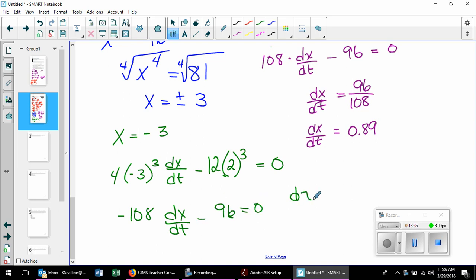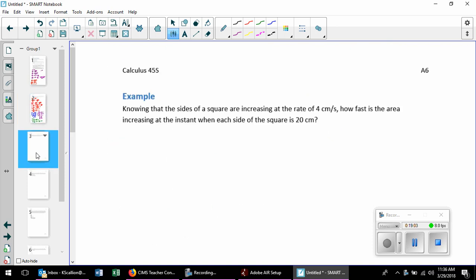So dx over dt is equal to a negative 0.89. Those would be your two answers. Woo, you only have like 10 more minutes to go. Okay, I feel like that was a big warm-up. I promise I'll do better on the next one. Okay.